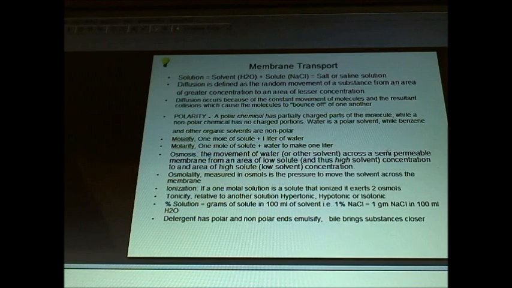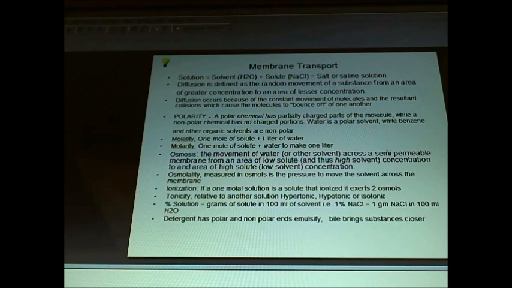So conversely, if you have a solution like glucose that does not ionize, and you made a 1 mole solution of glucose, that would still equal 1 osmol because it doesn't ionize.